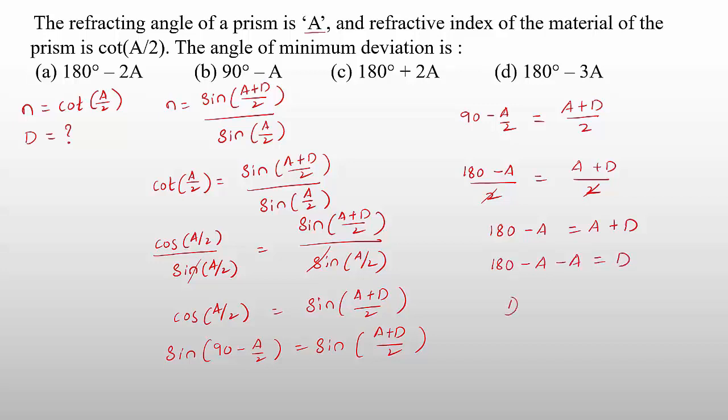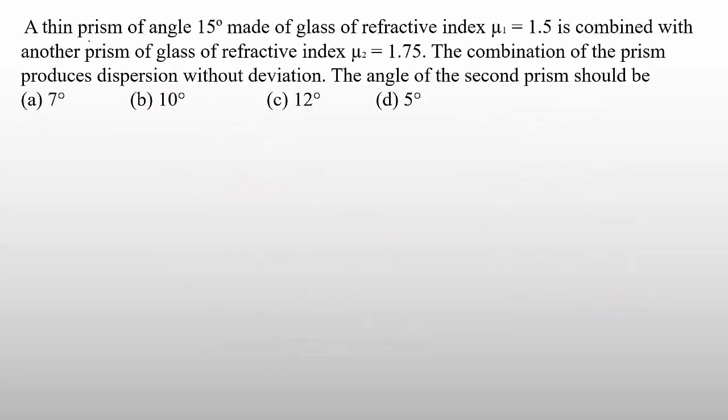We want angle of minimum deviation. So 180 minus A that gives minus 2A. Angle of minimum deviation is D equal to 180 minus 2A. 180 minus 2A, that option A is right.